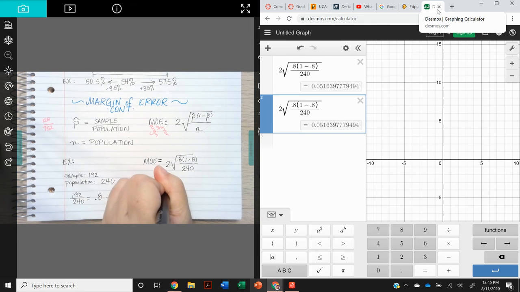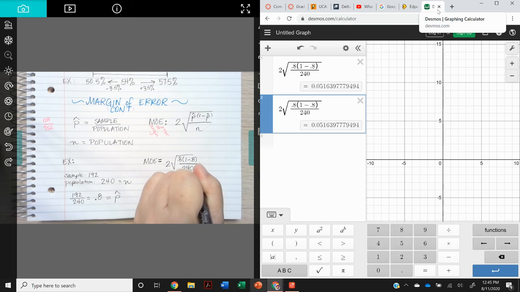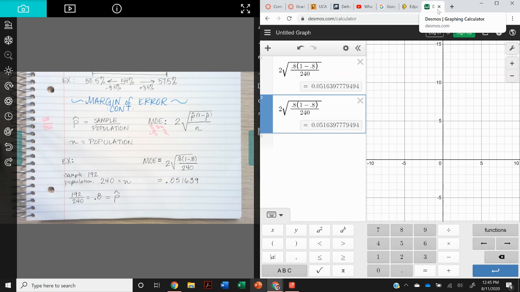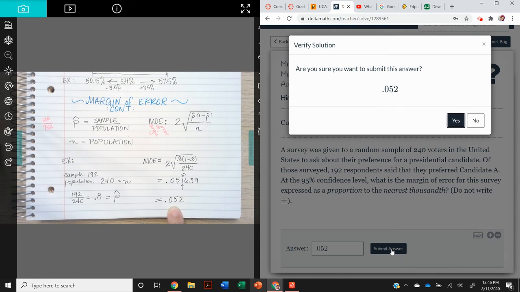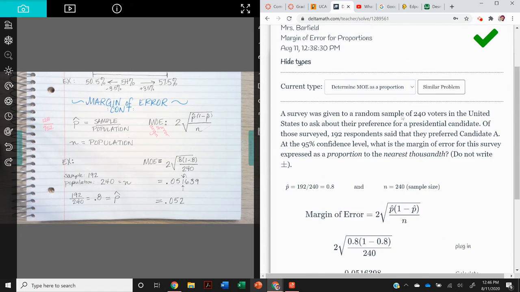Let me write that down. So equals decimal 0.516399. I just wrote out a few decimal places because I need to go back to Delta Math. Delta Math says the nearest thousandths. So there's your tenths, your hundredths, your thousandths. That means the 6 is going to impact it. So 0.052. Submit my answer. There we go.